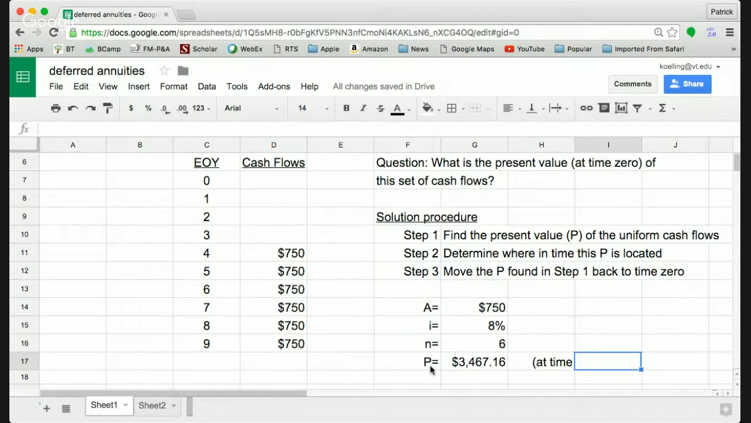Remember the relationship between P and A. P is always one period prior to the first A. So this P is one period prior to the first A, so that puts it at 3. So this P is at time 3.